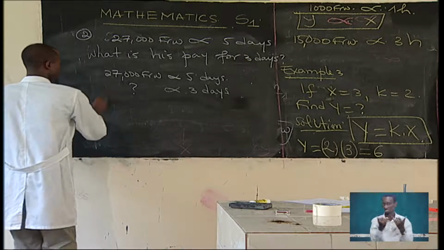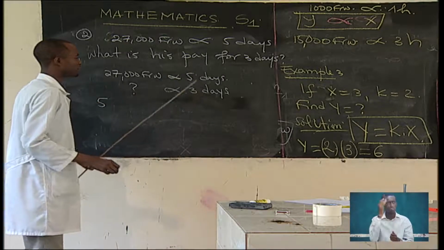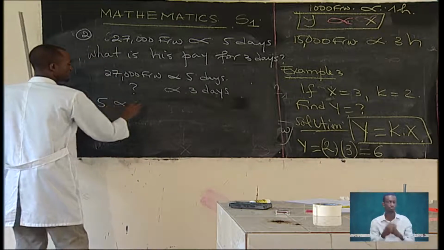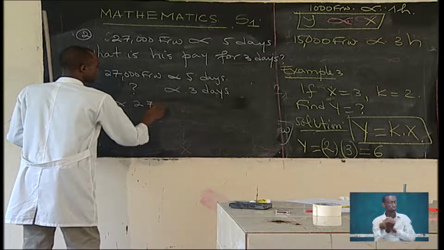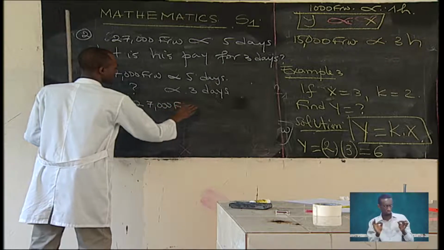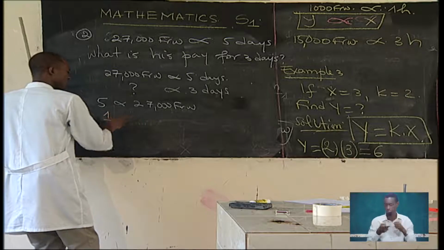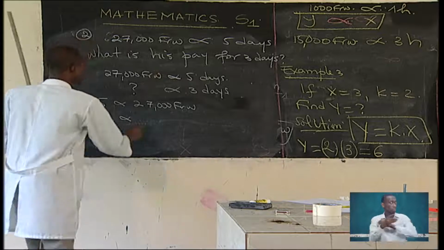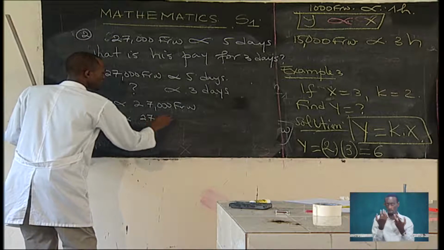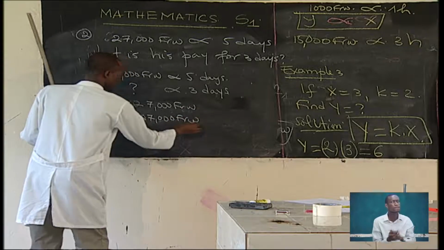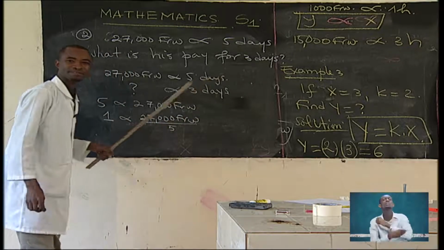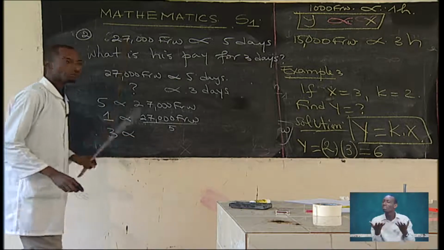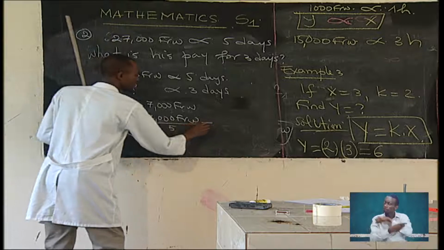Now, simple. You have 5 days and you have 3 days. You can say 5 days are proportional to 27,000 Rwandan francs. What about 1 day? Do you look at this? 1 day will be proportional to 27,000 Rwandan francs divided by the 5 days he works. What about 3 days? 3 days will be proportional to the amount of money somebody gets over here.